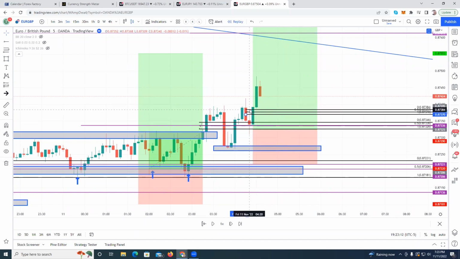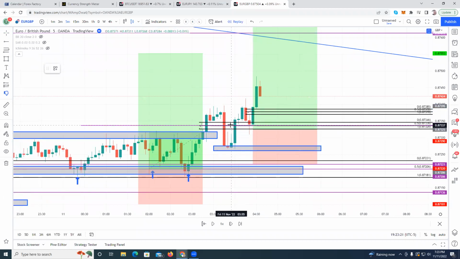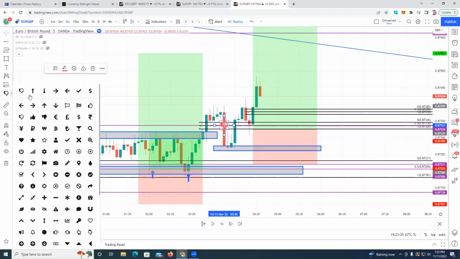Why would I like this area here? This area here. So this was a losing trade. Let's just make notice of this. This first entry was a loss, or the second entry was a loss. First entry was a win.